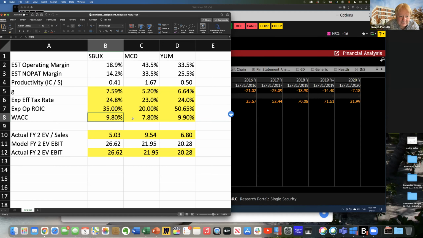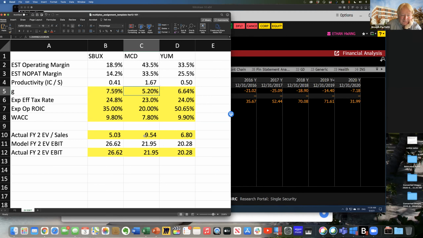Although McDonald's is still trading at a discount to Starbucks, Starbucks is trading at a premium to McDonald's despite the low WACC, 7.8 versus 9.8, because of the extra growth rate, 7.6 versus 5.2. Right? And that's what will be playing out in explaining the EV to EBIT.